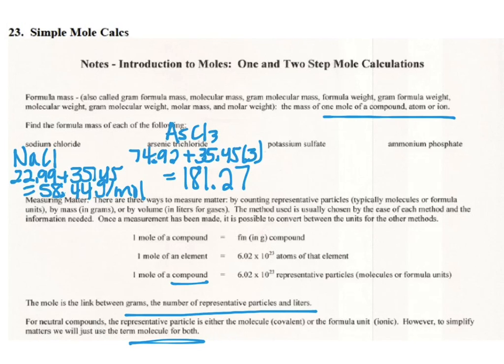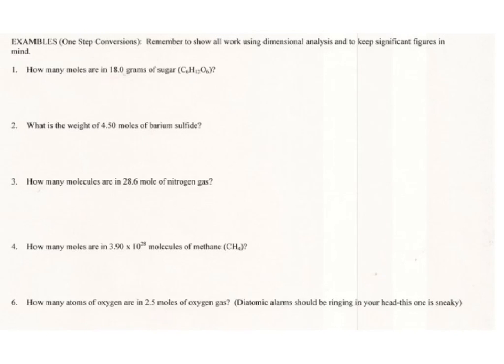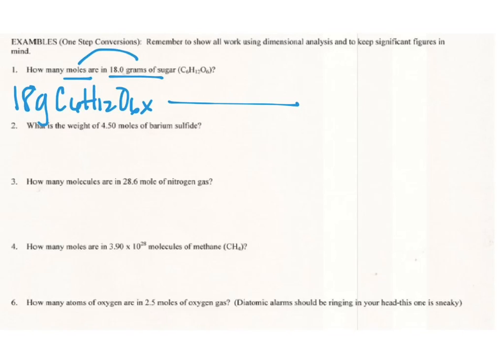So let's do some conversions. How many moles are in 18 grams of sugar? We have where we are and where we want to get. So 18 grams of C6H12O6, and I need to go from grams to moles. What takes me from grams to moles? Divide by the molar mass.